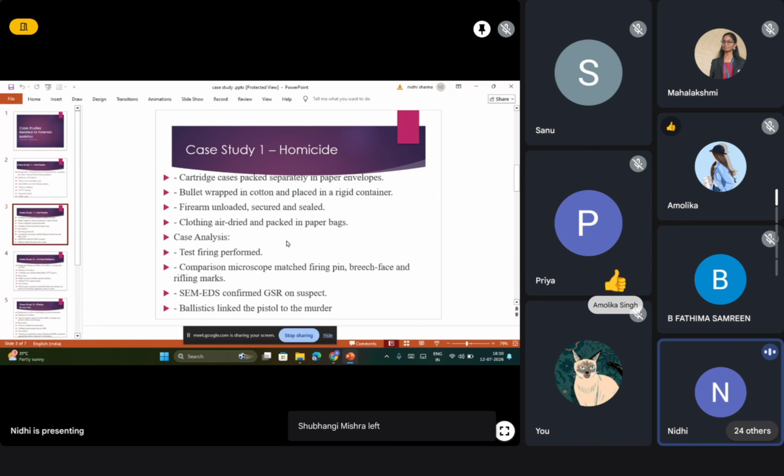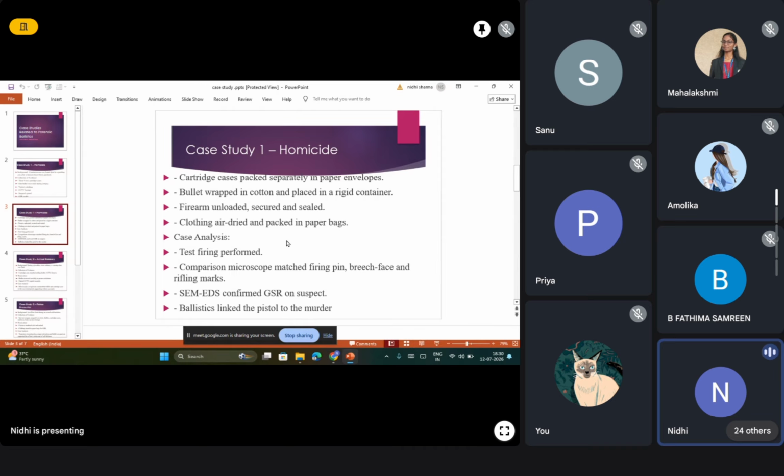In the case analysis, we will perform test firing in order to know whether this particular projectile was fired from this particular firearm or not. Then in the comparison microscope, if you have seen a comparison microscope, we will be comparing all those three cartridges with the test fired cartridge case. We will be comparing firing pin marks, breech face marks, and rifling marks. And SEM-EDS confirmed GSR on the suspect. So here we are using SEM-EDS.